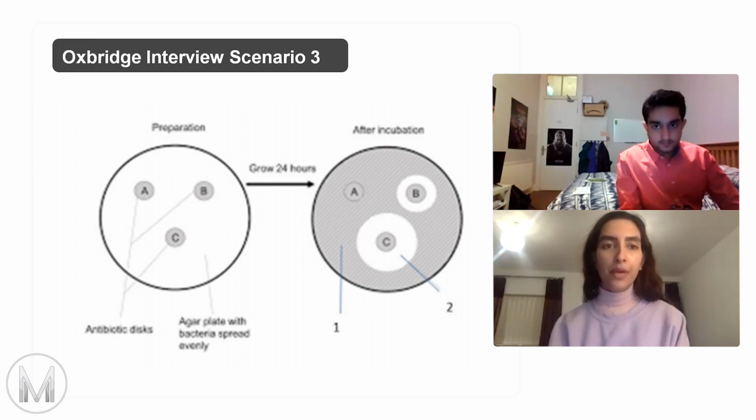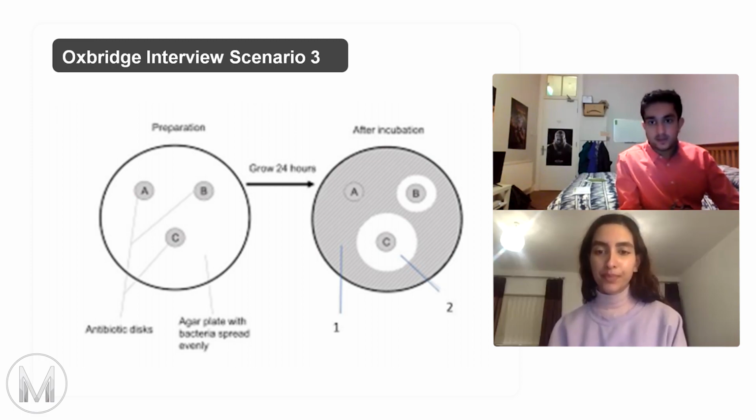Okay. We'll move on to the next question now. What is the arrow labeled 2 pointing at? So that's going to be the opposite of that. That'll be the zone of inhibition, where the antibiotic has prevented the bacterial growth. And it's basically the antibiotic is killing the bacteria by preventing growth, division, and replication.